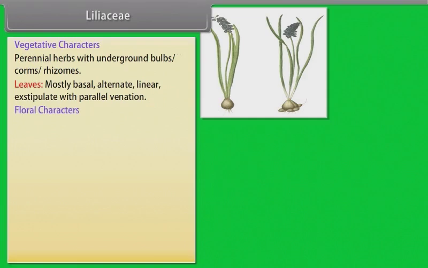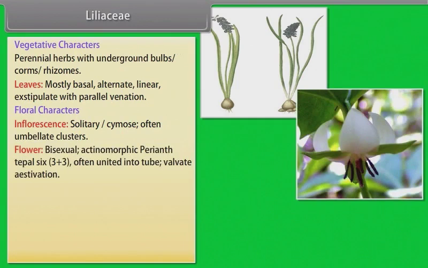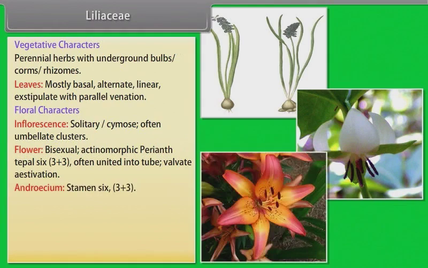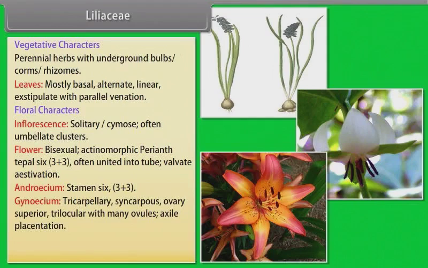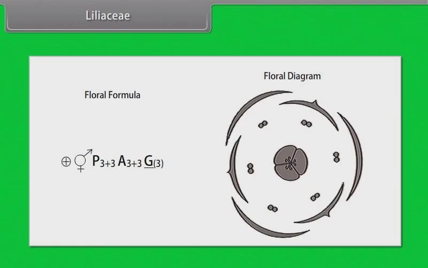Floral characters: inflorescence solitary, cymose, often umbellate clusters. Flower bisexual, actinomorphic. Perianth tepals 6 (3+3), often united into tube, valvate aestivation. Androecium stamens 6 (3+3). Gynoecium tricarpellary, syncarpous, ovary superior, trilocular with many ovules, axile placentation. Fruit capsule, rarely berry. Seeds endospermous. Floral formula is shown, and this is the floral diagram.